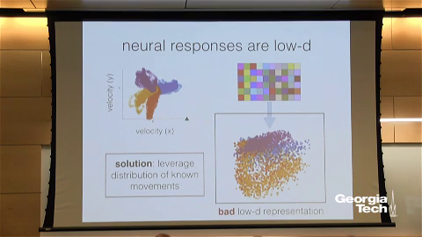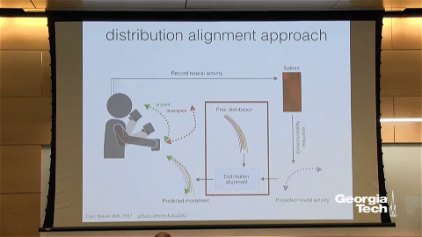And so the idea is that when we've found a good representation for a given motor task, for which we know the distribution of movements, we know that when we've done dimensionality reduction, the shape of the neural representations in this low-dimensional space should resemble the shape of the movements. And so the idea behind our approach was to basically use something called distribution alignment.